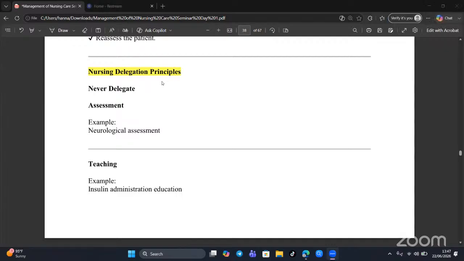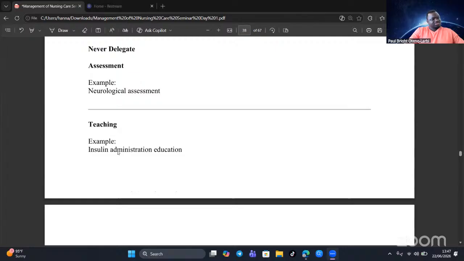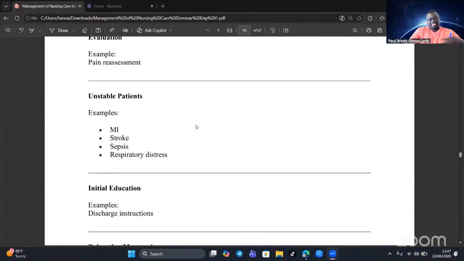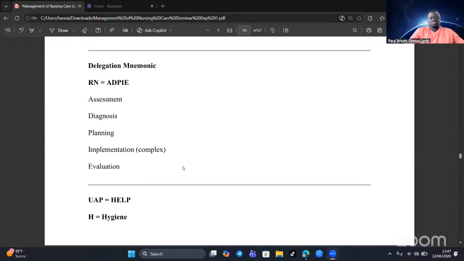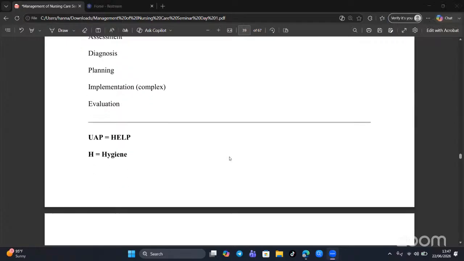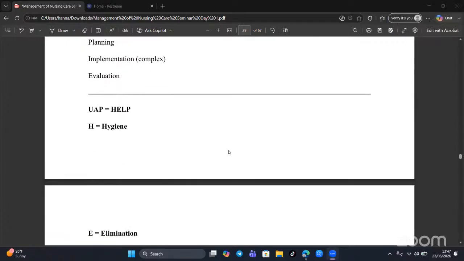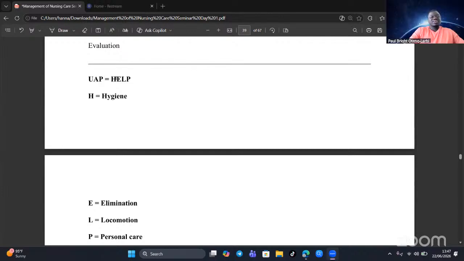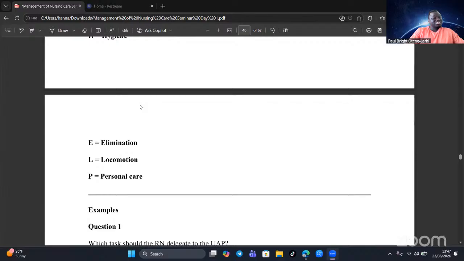So delegate assessment, teaching, your advice and everything. Unstable patient, never initial assessment, don't. Okay. So all these ones are for you, the nurse, to do. The UAP is there to help you. What help? With hygiene needs, elimination, movement, personal care. That is it.